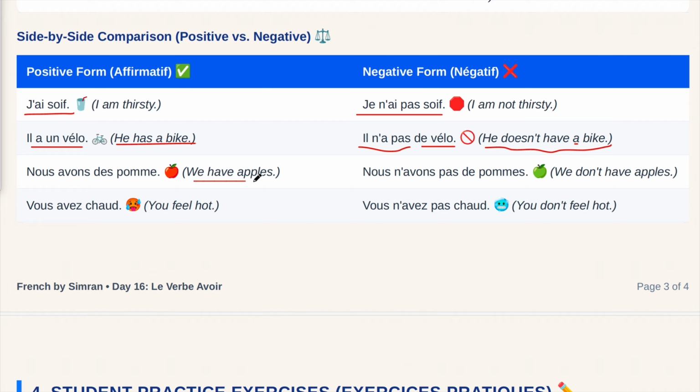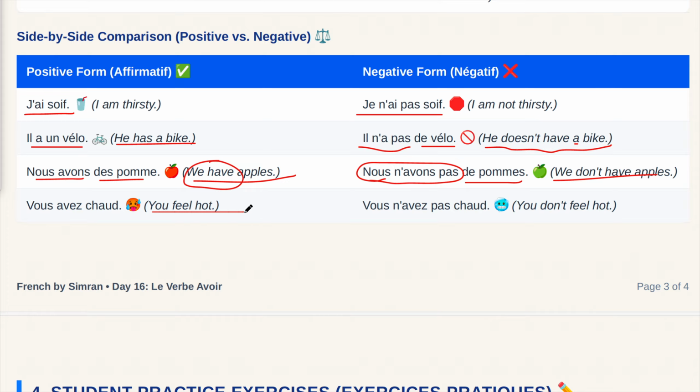Next is we have apples. We have is nothing but nous avons. Nous avons apples is the plural form, so des pommes. Des pommes. D'accord? So we don't have apples, so it will become nous n'avons pas. Nous n'avons pas de pommes.